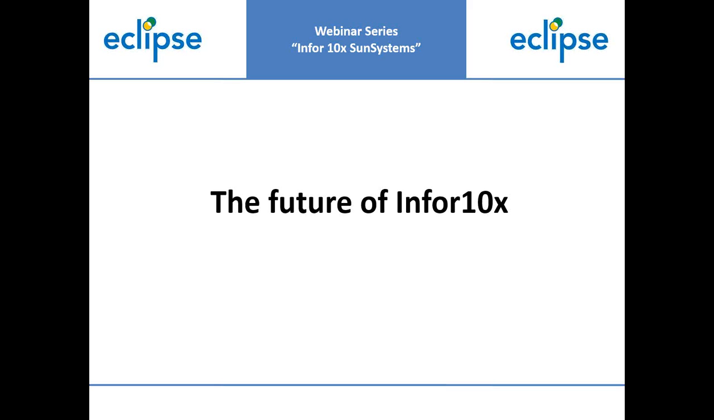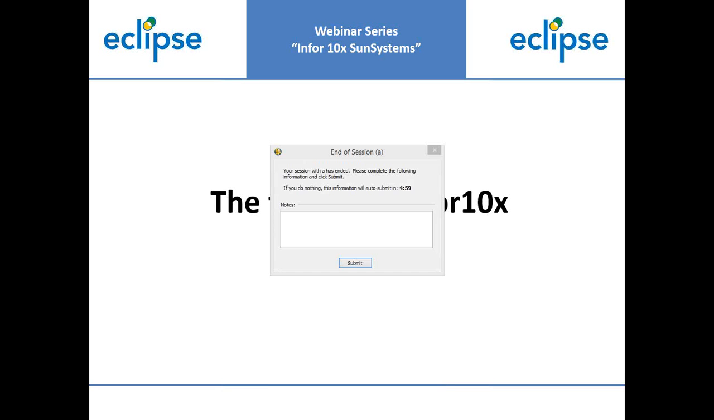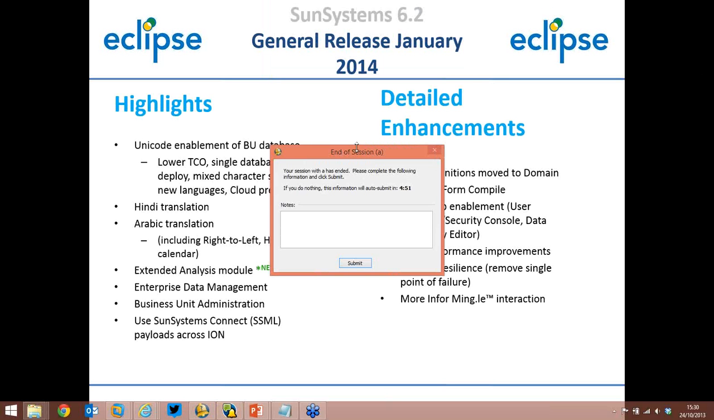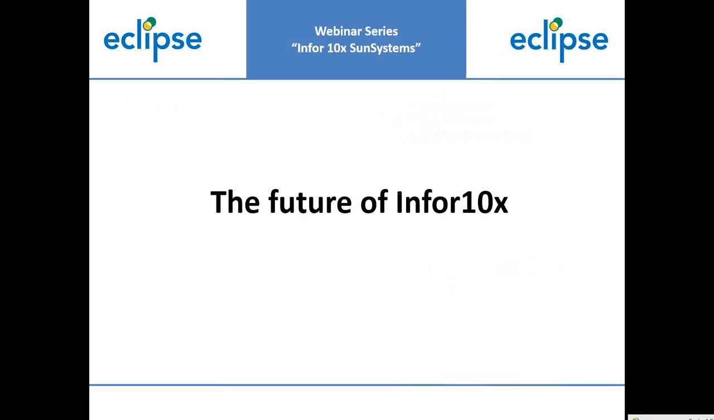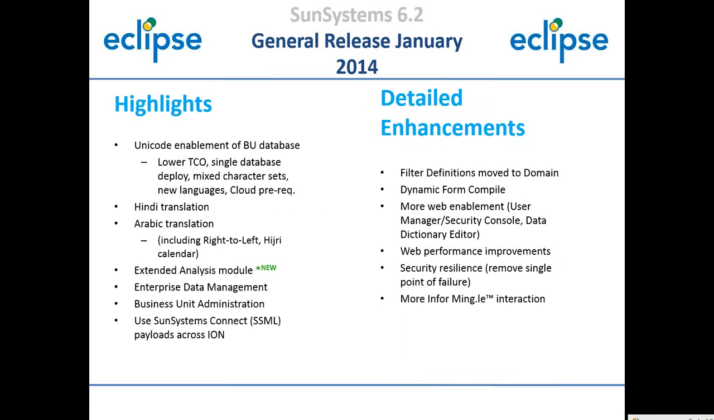And maybe just to finish up before we go into the Q&A session, a very small glimpse of how this fits into the larger roadmap for SunSystems, and some of the things we can expect to see beyond the end of this year and into next year. The next major release of SunSystems, or Infor10x, under the bonnet, is currently codenamed SunSystems 6.2. This will be on general release in January of next year. You'll see here a couple of highlights, some of the key functionality that is going to be introduced in that release.